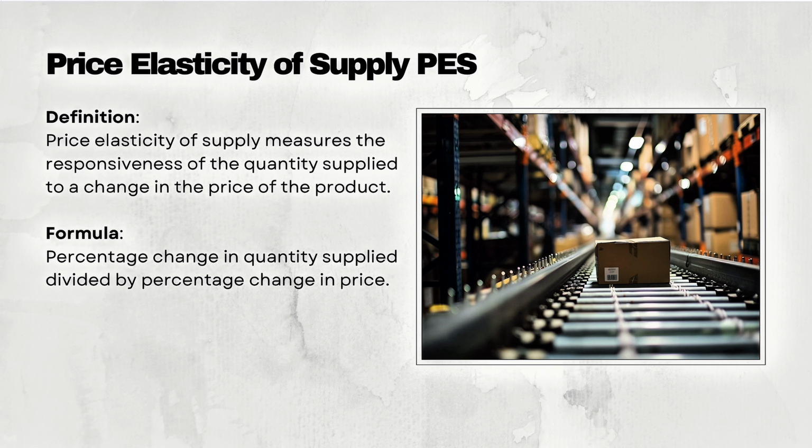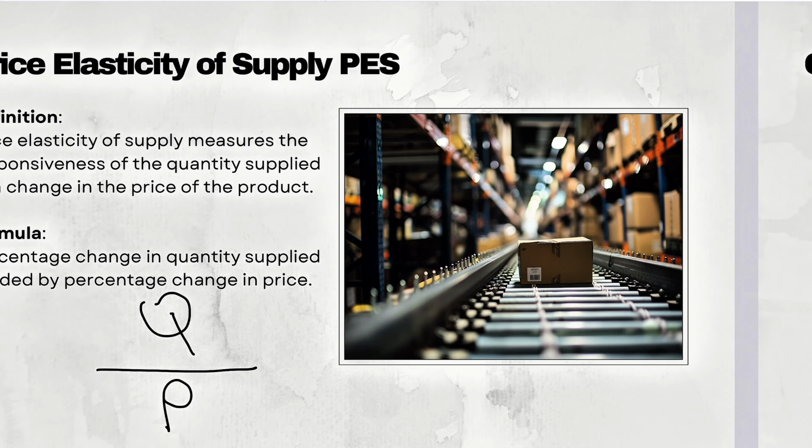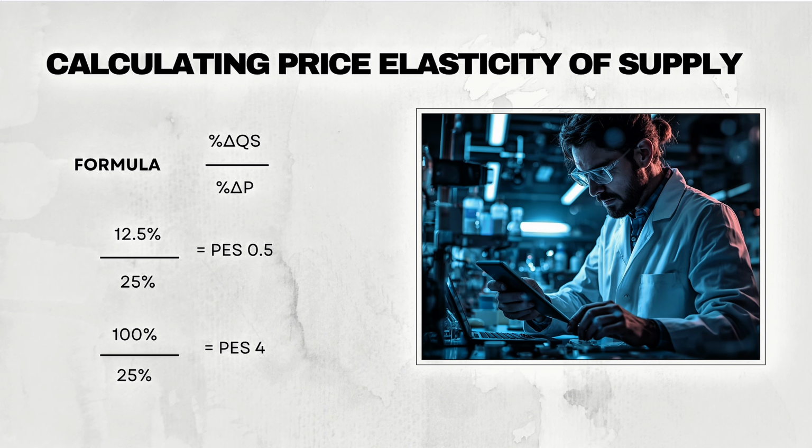Now, if you remember that you need to Q before you P, then I can guarantee you will not have a problem getting the correct answer in any of the calculation questions. Let's have a look at the top formula. So the percentage change in quantity supplied is 12.5% divided by the percentage change in price, which is 25%. This gives us a price elasticity of supply of 0.5, which is inelastic.